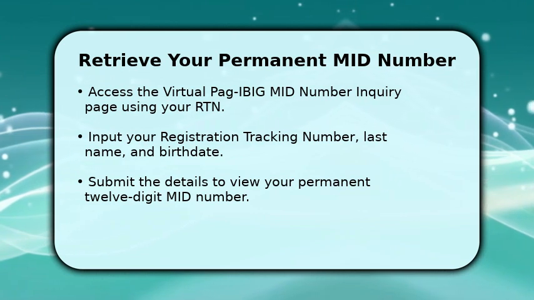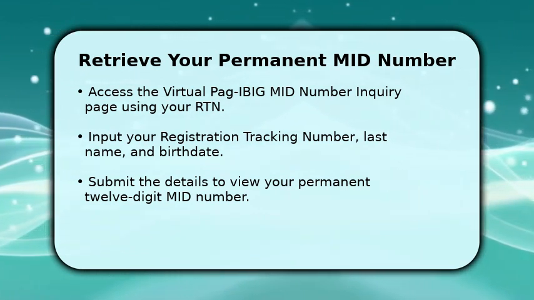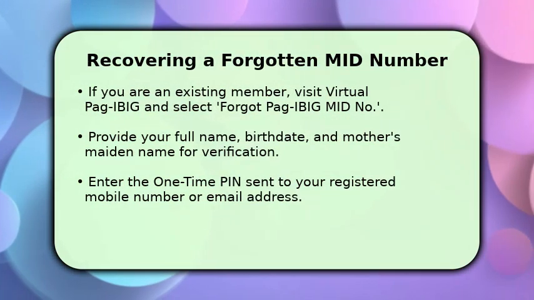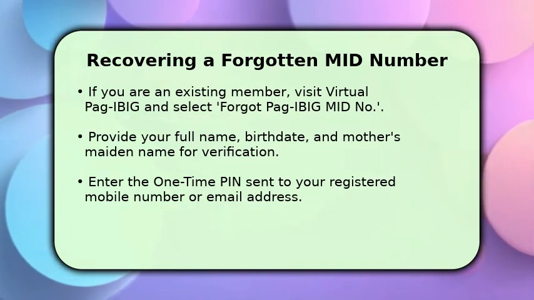Please note, it usually takes about 2 to 3 working days for your permanent number to become available after initial registration. For members who have already registered but forgotten their MID number, the process is still straightforward online.